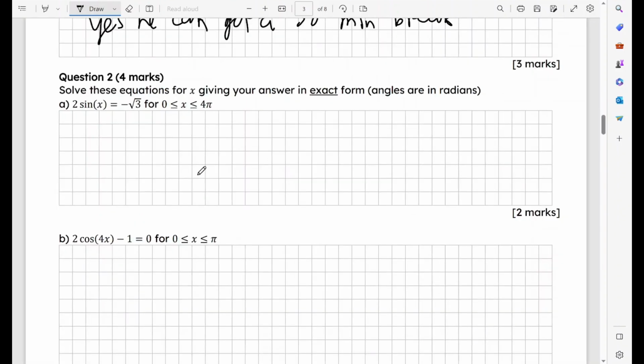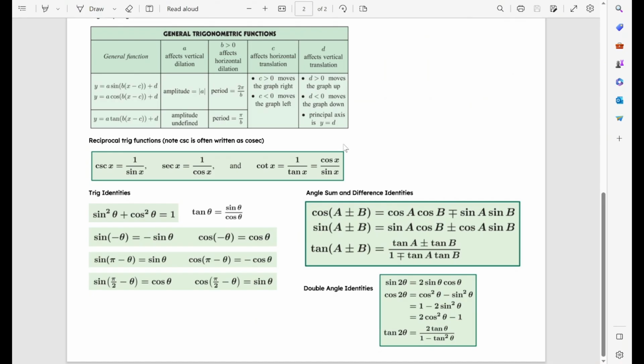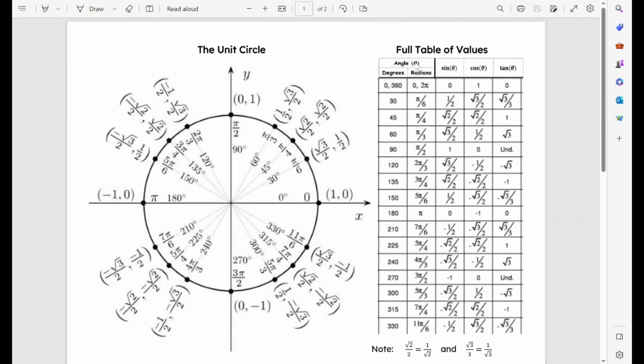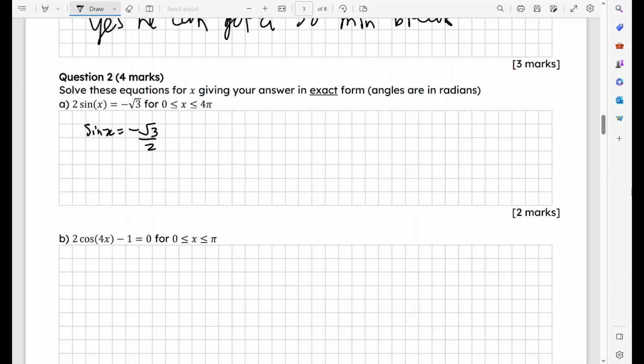2 sine of x equals minus root 3. We're first going to arrange to sine of x equals minus root 3 over 2. And then I'm looking for all the x's that will give me minus root 3 over 2. So that's where you need your formula sheet for this test. We're looking for minus root 3 over 2 as our sine value. That's going to happen at 4 pi over 3 and also 5 pi over 3. So x is going to be 4 pi over 3 and 5 pi over 3.